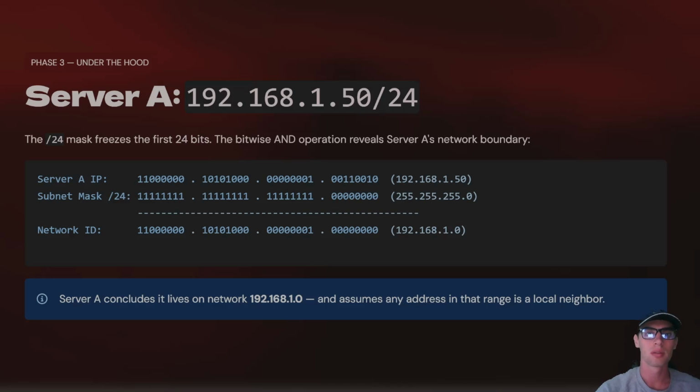So let's look under the hood to map out the exact mathematical clash that caused our two local servers to fail to communicate. We'll convert the decimal setting directly into binary to help us trace the execution steps of the operating system's routing logic. The /24 means that the first 24 bits are frozen solid as ones. So when we do our bitwise comparison, 1 and 1 is always going to be 1. The output will reveal that server A resides on network ID 192.168.1.0. And we can see the working on the slide here.